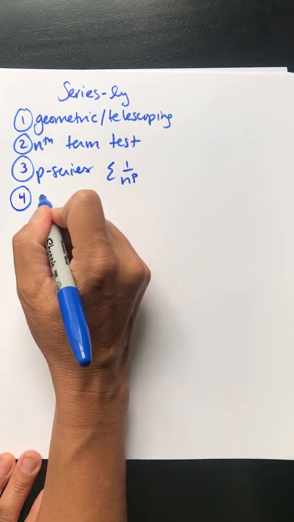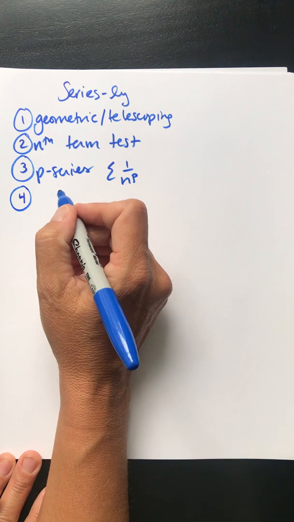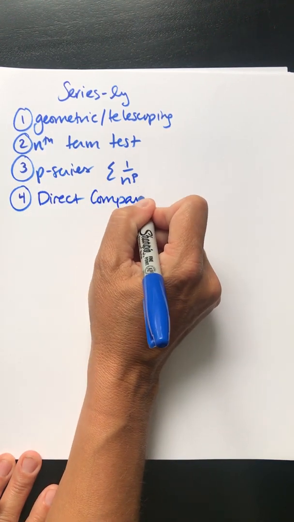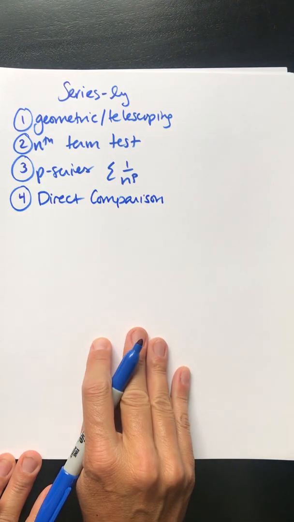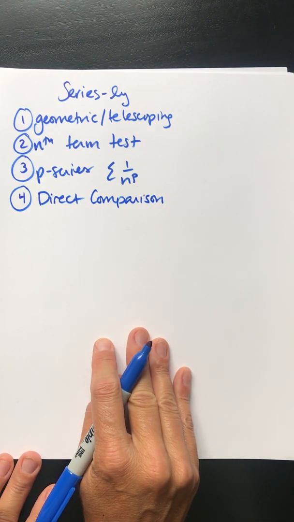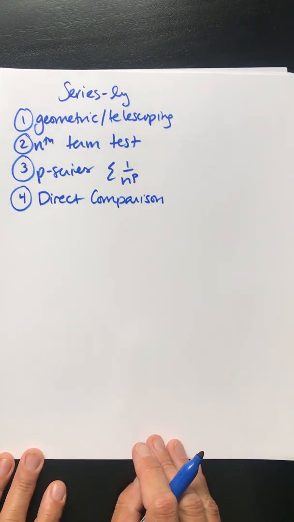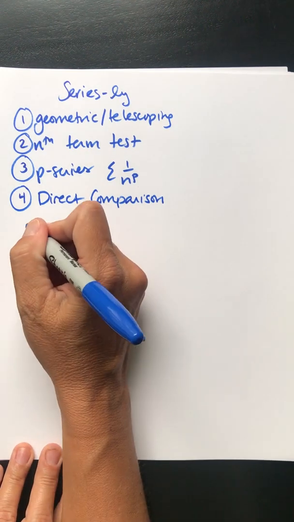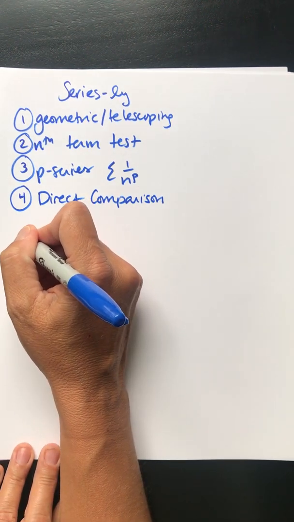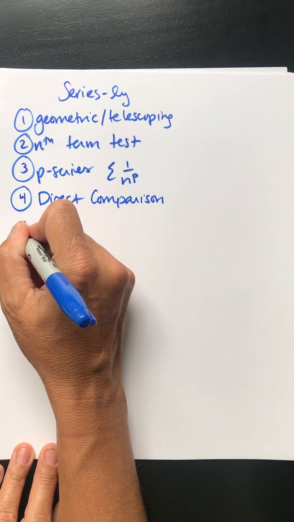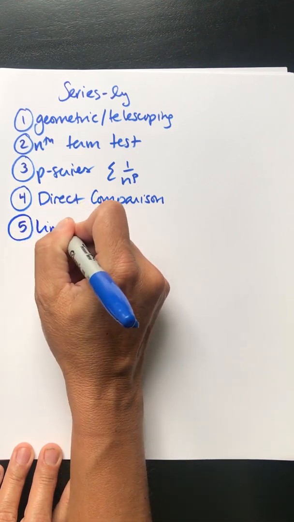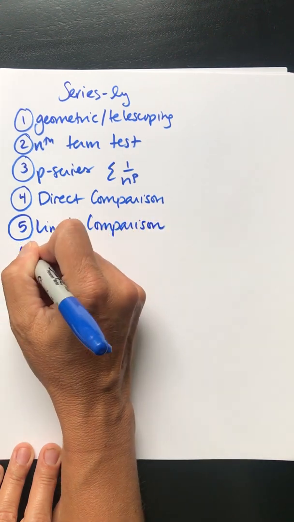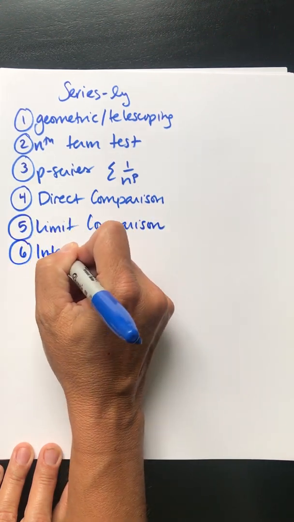Then we ask ourselves, is it almost a p-series or almost a geometric series? We use direct comparison. Remember, if we're smaller than something that converges, this also converges. If we're bigger than something that diverges, our series also diverges. If we're bigger than something that converges, it doesn't really tell us anything, and we are left with limit comparison. After limit comparison, integral test.